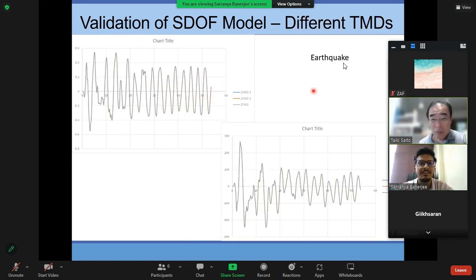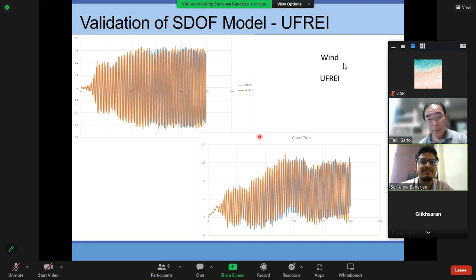Now one more check I wanted to do is that in my codes, if I am using 1 TMD, say of 10% mass ratio at the base floor, 1 TMD at 10% mass ratio at the top floor, and 2 TMDs of 5% and 5% mass ratio, I wanted to check if all those are giving the same results. So yes, they are giving the same results. So my single degree of freedom system models are validated.